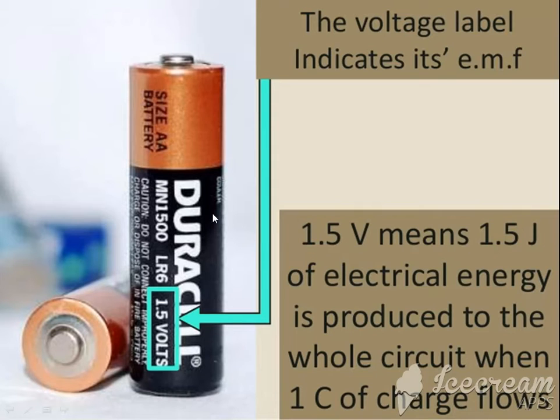Everyone has seen such a pencil cell, and on every such cell there is a voltage given. For example, 1.5 volt is given for this Duracell. The voltage label indicates its EMF. Now, what is the meaning of EMF? EMF stands for electromotive force.